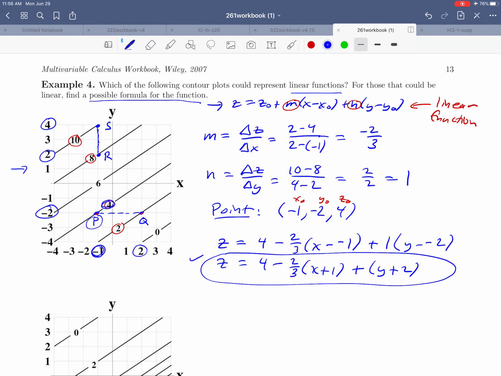Putting it all together, we discovered that the answer was yes, this is linear, and we just found a formula for it right down here. So see what you can do with the other two problems in this example.